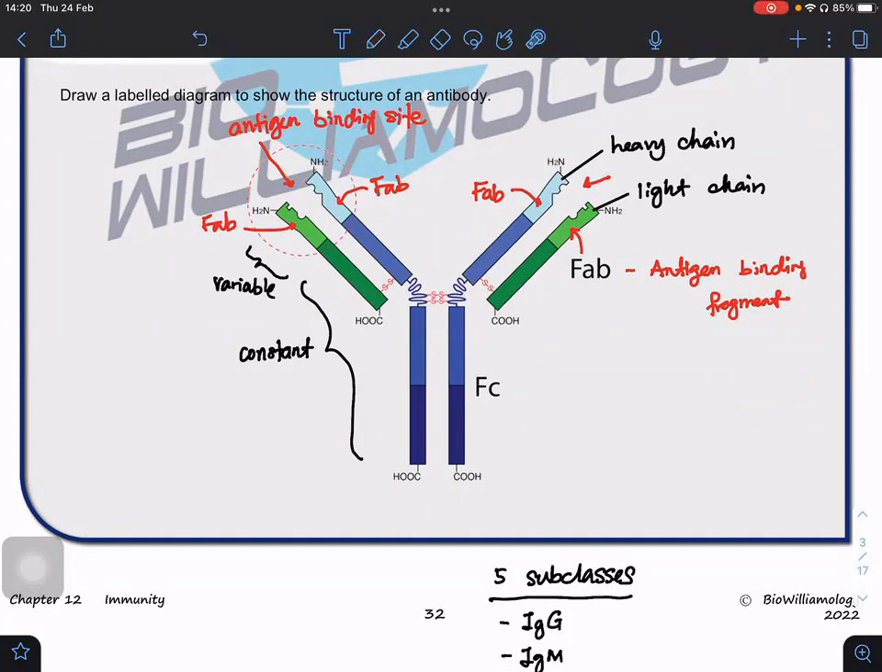Now, each antibody also has what we call the FC region. So this is the FC region. C stands for constant. It's a constant fragment.